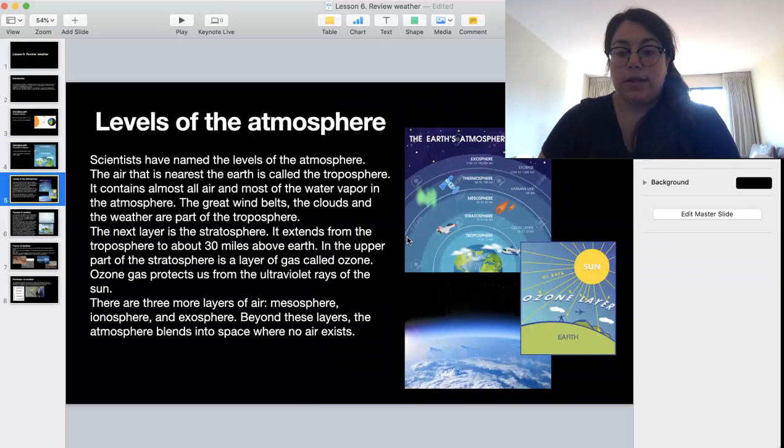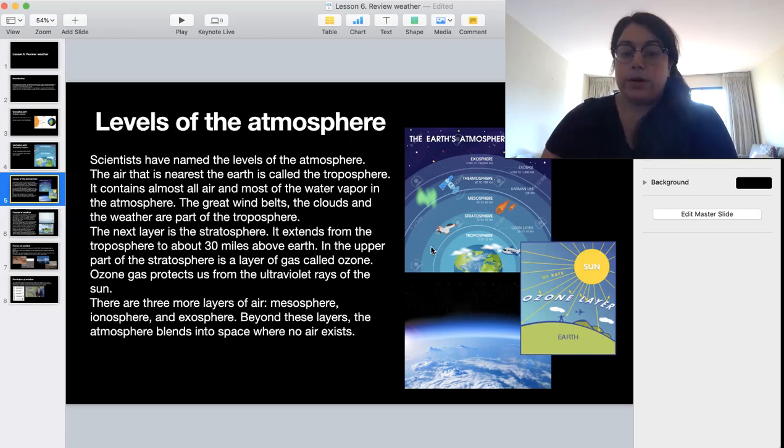The next layer that we have here is the stratosphere. It extends from the troposphere to about 30 miles above Earth. And in the upper part of the stratosphere, we have something called the ozone layer, okay? The ozone layer is a layer filled with a gas called ozone. Ozone protects us from these dangerous rays that the sun has that are called the ultraviolet rays. And they can do great damage to our health, especially our skin. So God put this layer that protects us, okay?